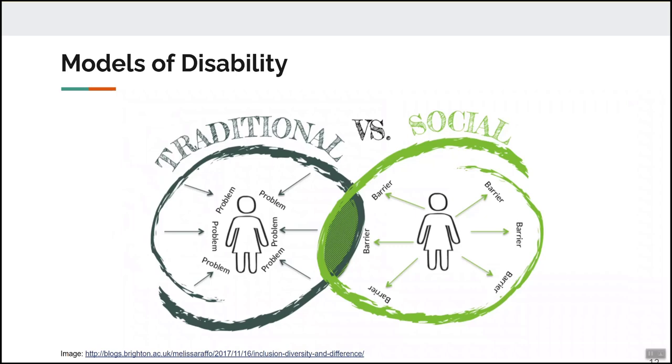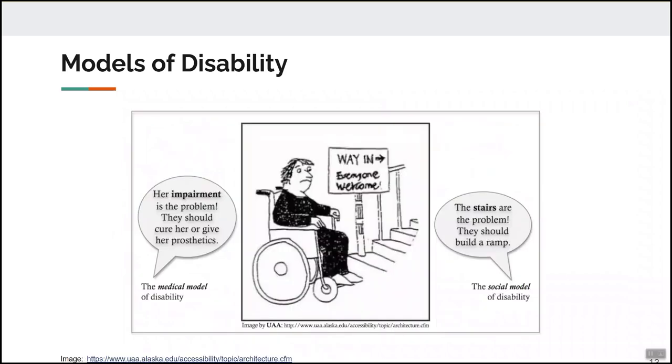It's just that the environment is not designed for their needs. And we can take a look at it another way. Here we have an illustration of a person in a wheelchair at the bottom of a set of stairs. There's a sign that says, "Welcome in, everybody welcome." On the left is a thought bubble using the medical model, and it says her impairment is the problem. They should cure her or give her prosthetics. And on the right is a thought bubble for the social model, and it says the stairs are the problem. They should build a ramp.